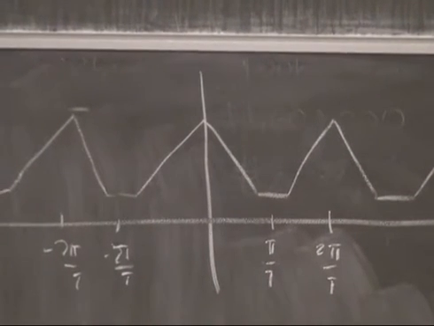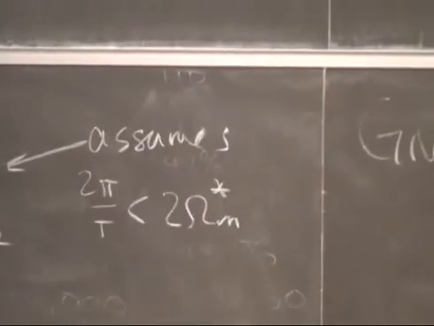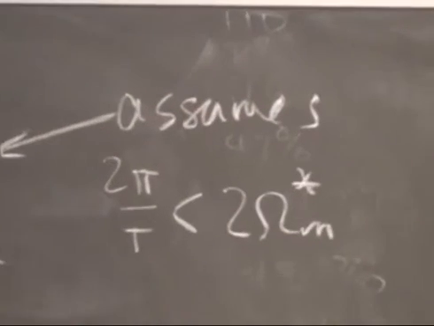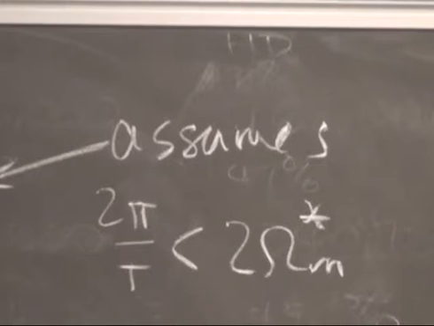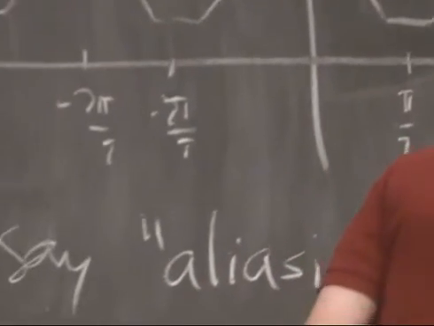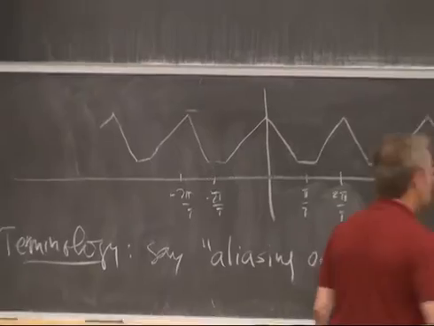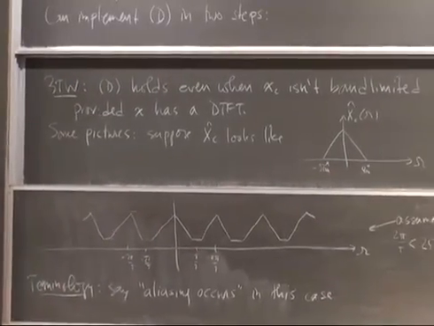And the terminology associated with this picture, which we'll get into more later on: for the second picture, we say that, quote unquote, aliasing occurs in this case. And why people call it that, we'll get to that later on. Whereas no aliasing occurs in the other case.